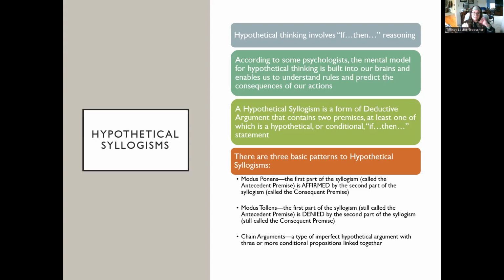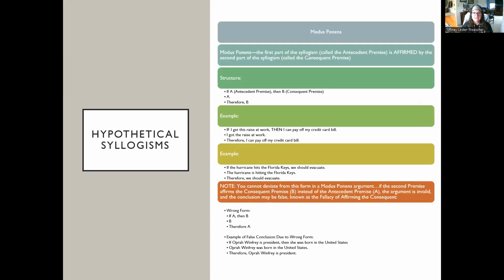And then a chain argument is where there's more than just the antecedent and consequence. There are several hypothetical conditional statements linked together. And I'm going to give you a great example of that when we get to the slide on chain arguments. There's one that's kind of popular in our culture that you will likely understand pretty well. But let's look first at the modus ponens.